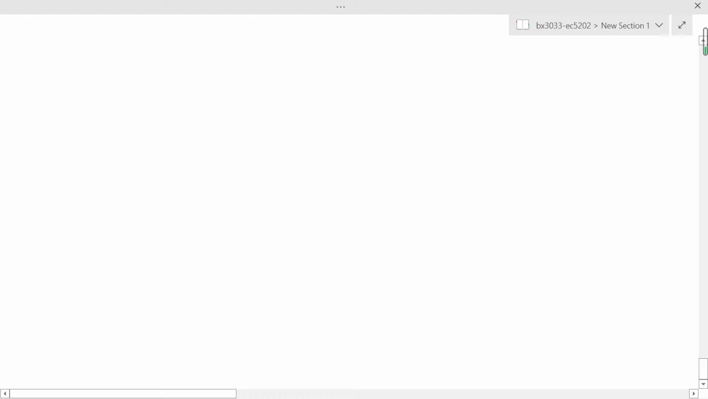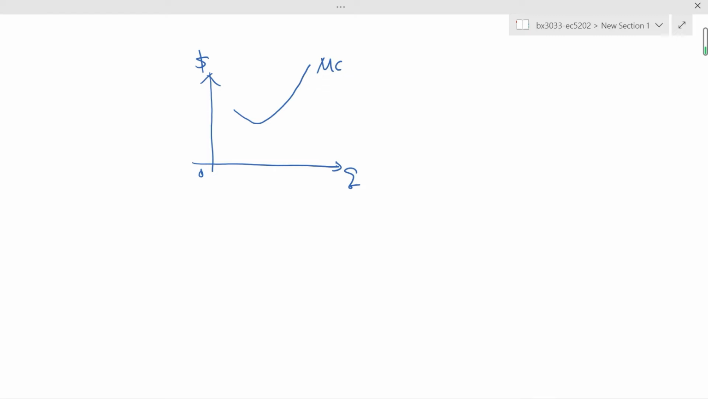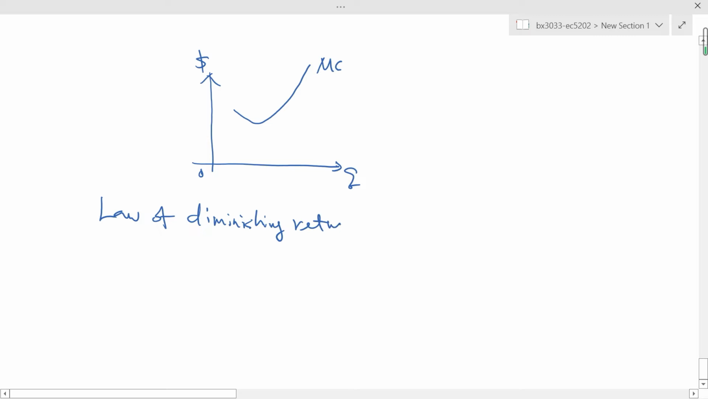A typical marginal cost function is U-shaped, like this. So eventually, marginal cost increases. Okay, why should this be the case? This is because of the law of diminishing returns. Okay, what do I mean by the law of diminishing returns?